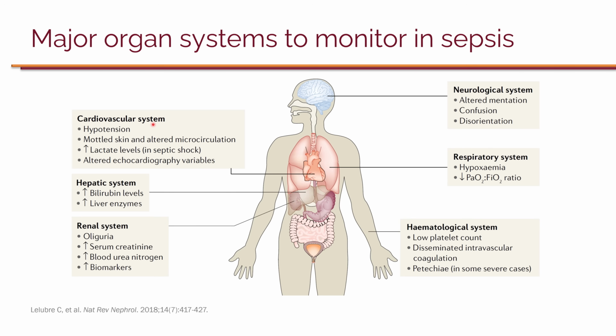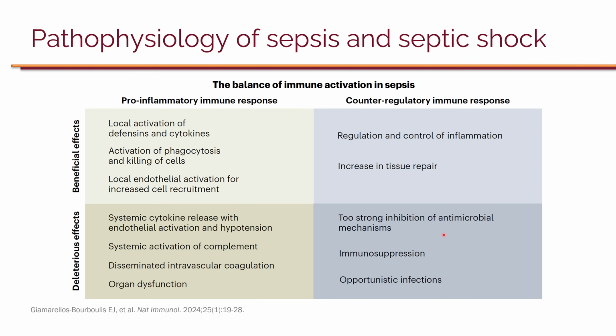So of course the cardiovascular system, and this is where hemodynamic instability comes in. And then we have the liver. So we have hepatic system that can have dysfunction. We have the kidneys, so the renal system. We have neurological system, so altered mentation is a concern. Of course, respiratory system, as people will have oxygenation issues, and hematological system where, for example, there is coagulation issues, platelet count issues, and so forth.